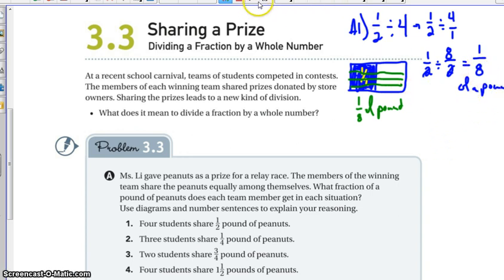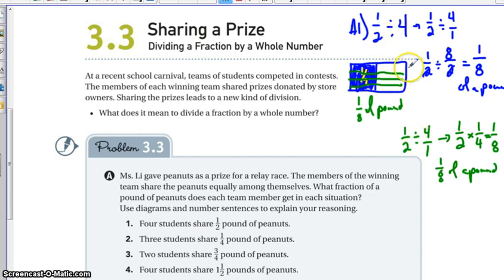If we do the multiplying by the reciprocal, we would have 1/2 divided by 4 over 1. We'll go ahead and put that over 1. That would be the same thing as 1/2 times 1/4, because 4 over 1's reciprocal is 1/4, and that would give me 1 over 8, and I still get 1/8 of a pound. Okay, so there's A1 done as both common denominator and multiplying by the reciprocal.